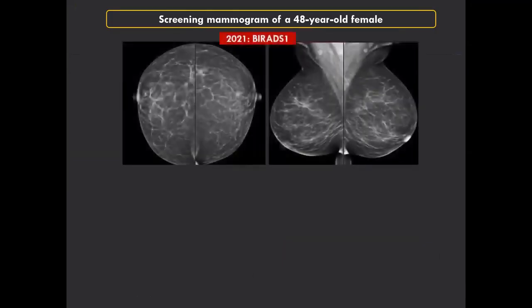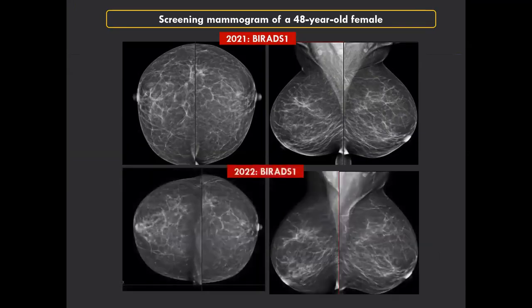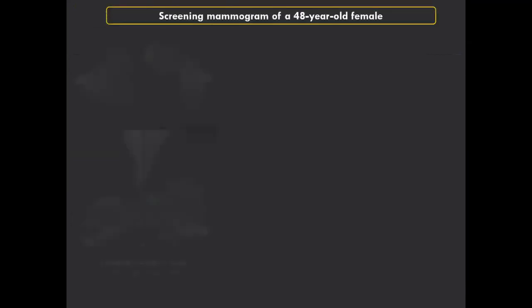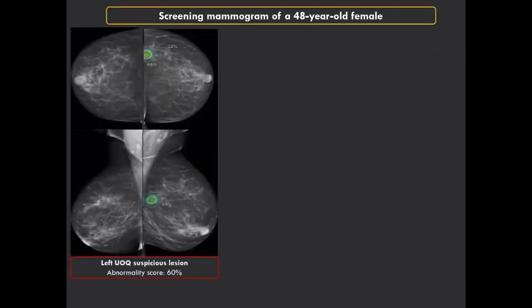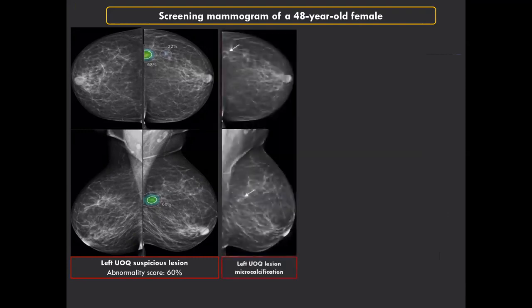This again is a screening mammogram of a 48-year-old female. She was assigned a BI-RADS 1 in 2021. She came for her follow-up, and again, she was assigned a BI-RADS 1. But on applying the artificial intelligence, it marked an area with an abnormality score of 68%. And that's why we had to go back to her mammogram.